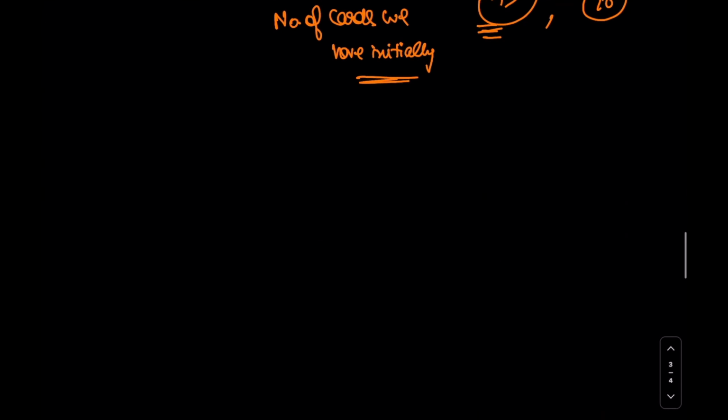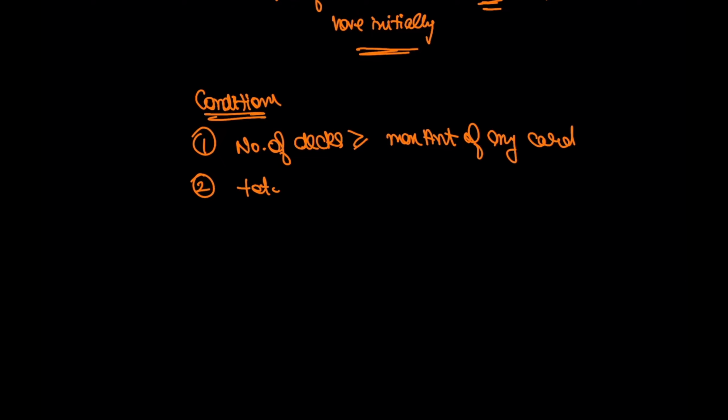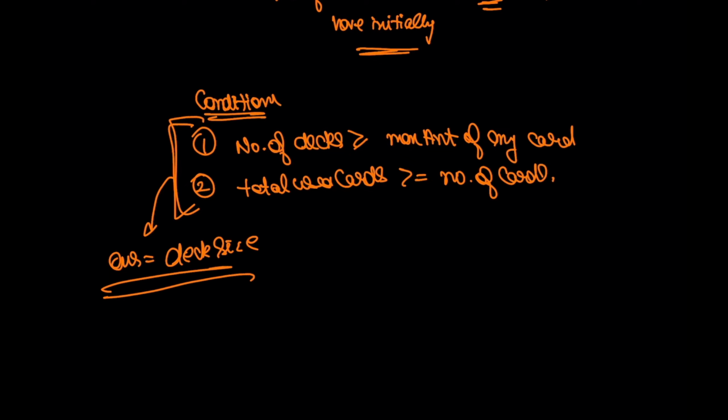Right, so let's write the conditions. The conditions are: the number of decks should be greater than or equal to the maximum amount of any card. This is the first condition. The second condition is total used cards should be greater than or equal to the number of cards we have. Right? If both these conditions are satisfied, then we can have our answer as that deck size. Whichever deck size satisfies both these conditions, we'll have the answer as that deck size.